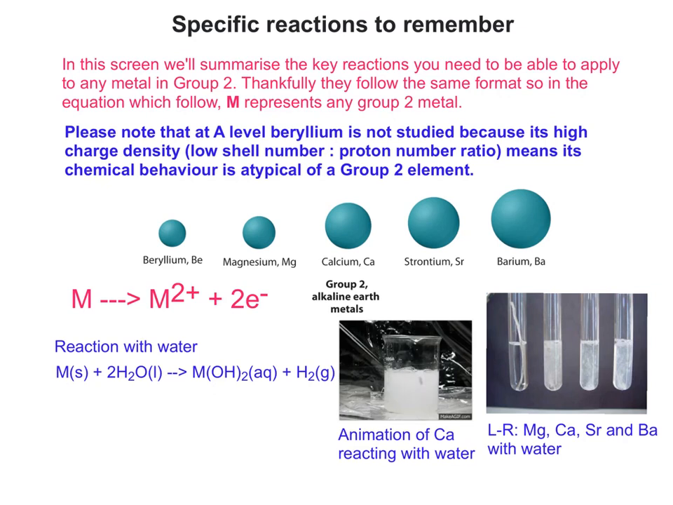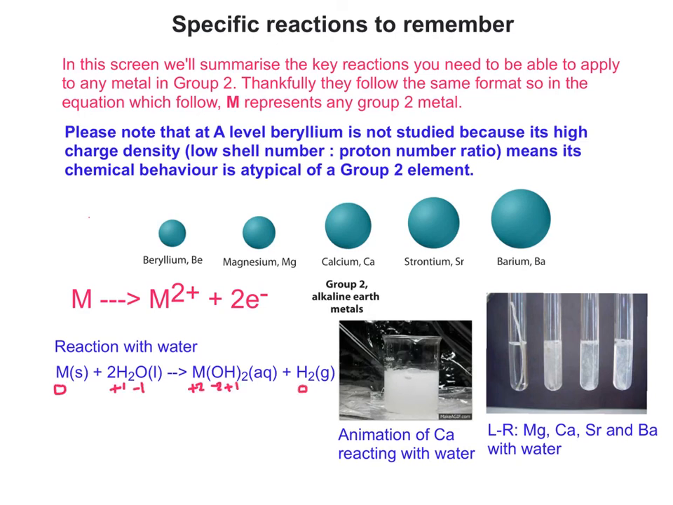So the reaction with water is quite similar down the group. If we take magnesium down to barium and ignore beryllium like we said, it's basically M plus H2O giving you M(OH)2 and hydrogen gas. You can see from the animation the picture of calcium bubbling away there as it reacts with water. And from the still photograph you can see a steady increase in the vigorous nature of that reaction.